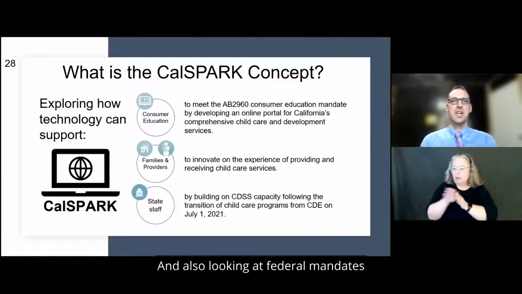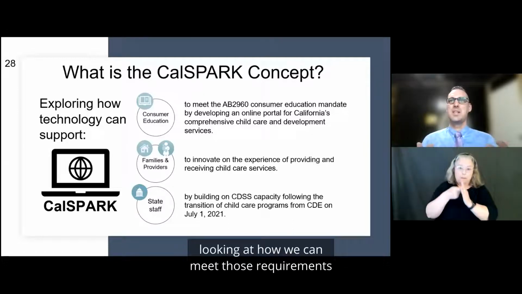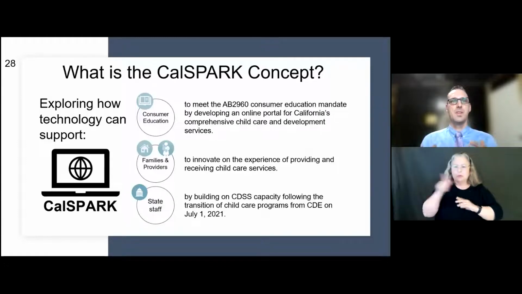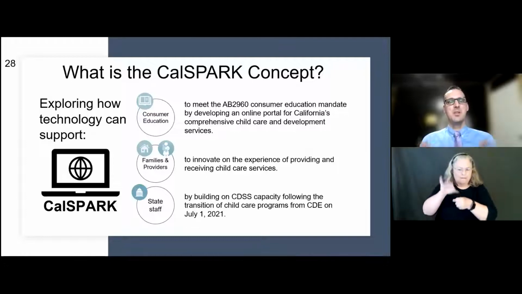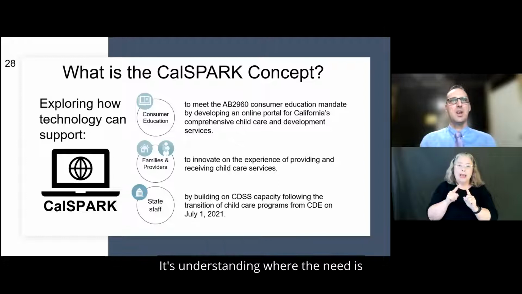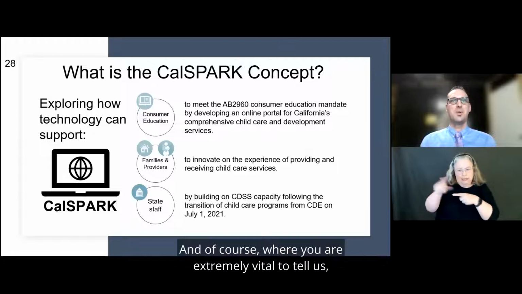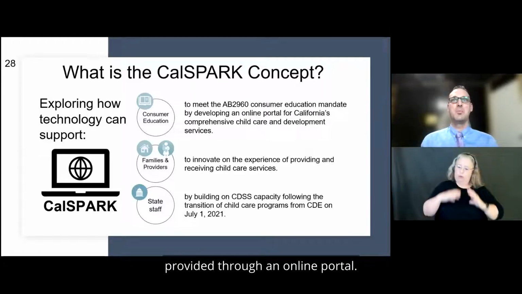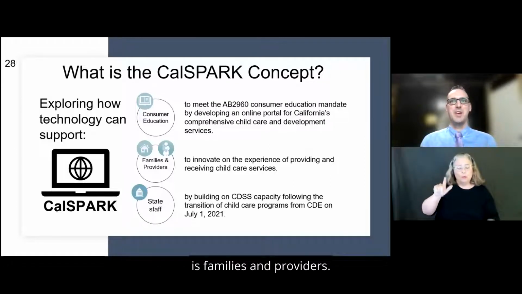And also looking at federal mandates with the CCDBG block grant, looking at how we can meet those requirements in a way that is beneficial and in what is needed in the field. So there's requirements, but that doesn't really tell us what to do. It's understanding where the need is and what the opportunities are. And of course, where you are extremely vital to tell us what's important about consumer education provided through an online portal. And then also our second area, of course, is families and providers.